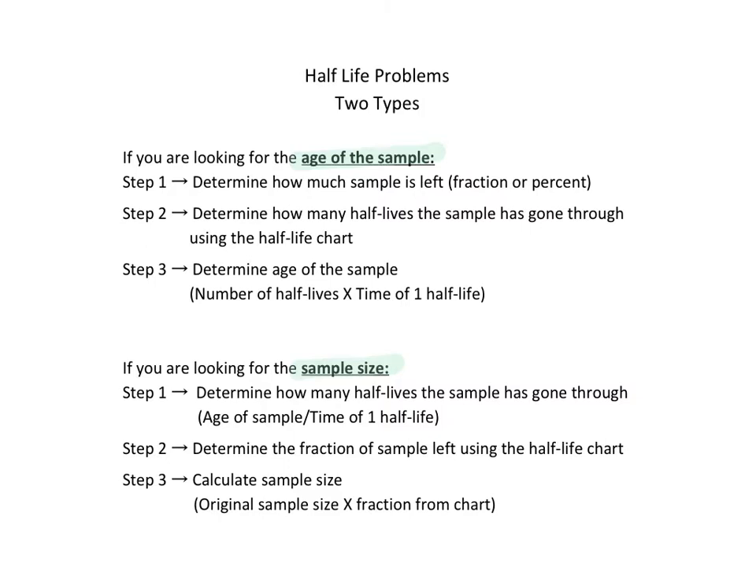Step 1, determine how much sample is left. Well, we did that. We said that that is 1/32. We get that from the problem. From there, I'm going to figure out how many half-lives we've gone through. And we did that as well, didn't we? It was 5 half-lives. And then from there, all I have to do is take the number of half-lives, which is 5, times the amount of time for one half-life, which was 5,715. Multiply that out, and we get our answer.